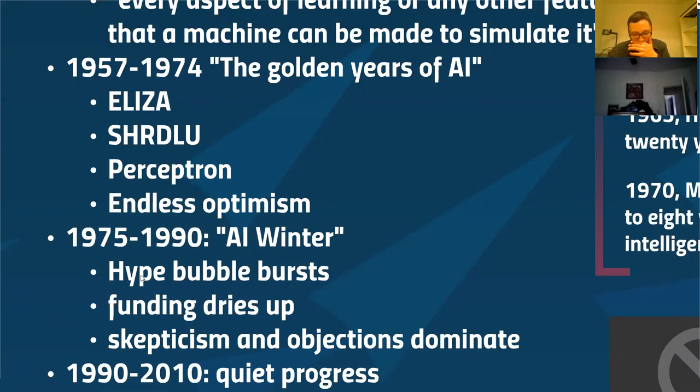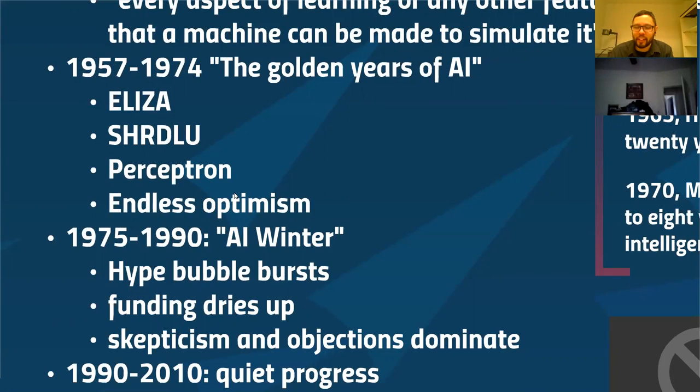The hype bubble bursts, and all the funding dries up, in particular the funding from DARPA, the research and development wing of the United States military. They fund a lot of research, and they had initially funded a lot of AI research, but once the bubble burst, DARPA pulled all of its funding and sort of refused to fund any AI. It didn't seem like it was going anywhere. It didn't seem like people were making enough progress. So funding dries up. It was almost impossible to get any of this stuff funded.